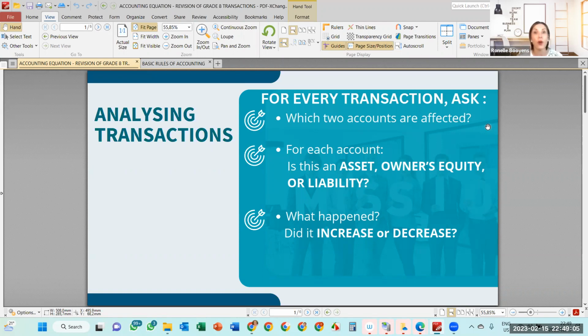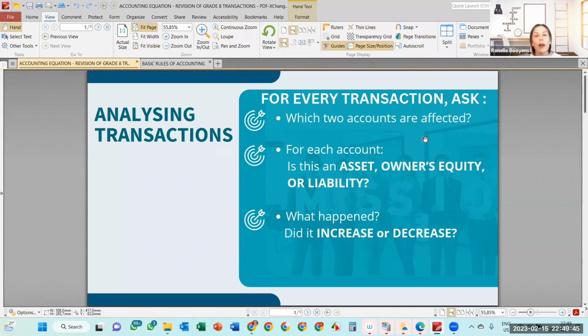Now, the rule is as follows. For every amount you see in a transaction, there are two accounts affected. For grade 8 purposes, you will always only have one amount. For grade 9, as we move on with trading businesses, you will come across certain transactions where you will see two amounts in one transaction, and that means that there will be 4 accounts affected by that transaction. But we will leave that for specific trading business discussions a bit later on, not in this specific video.